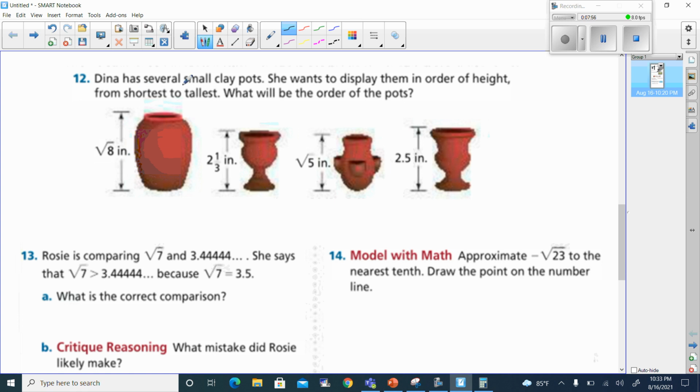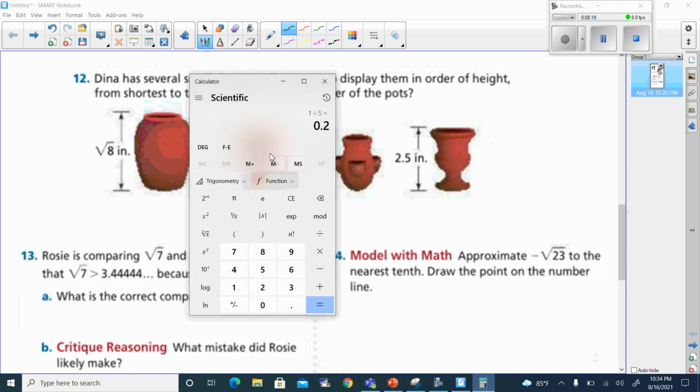Oh, wow, okay. She has several clay pots. She wants to display them in order of height from the shortest to the tallest. What will be the order? Well, we're going to have to take all these again and put them into like terms, okay? What would be the square root of 8? Well, we'll take our calculator, put square root of 8.